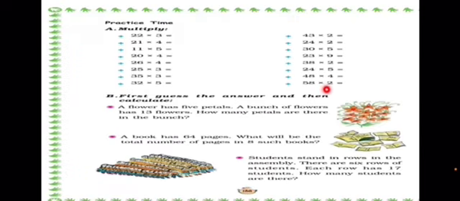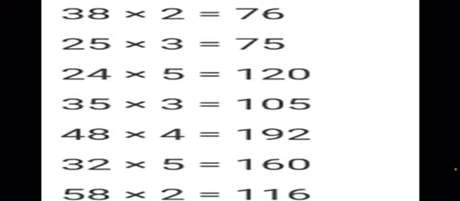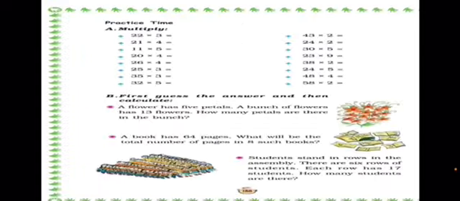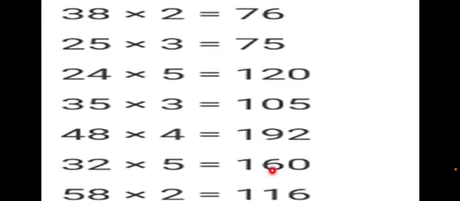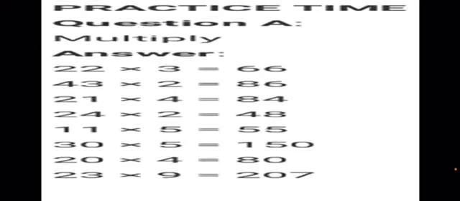Now 48 multiplied by 4, so 40 into 4 is 160 and 8 fours are 32, so 160 plus 32 is 192. So 192 is the answer. 32 multiplied by 5. So 30 multiplied by 5, 150 and 5 twos are 10. So 150 plus 10 is 160. So 160 is the answer. Yes.